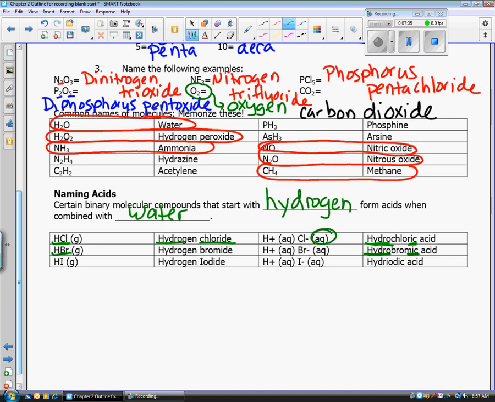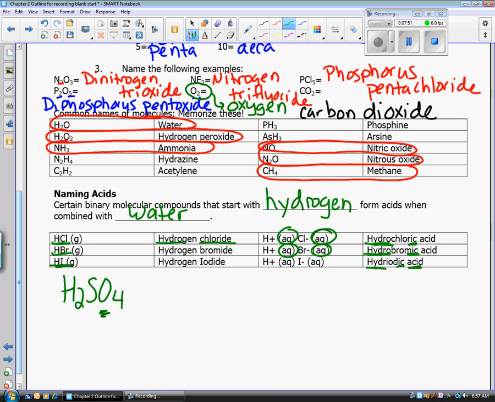You'll notice this little AQ here. That means it's added in water. See the AQ, you know it's going to be an acid. It's going to be named this way. HI is hydroiodic acid. That's it.